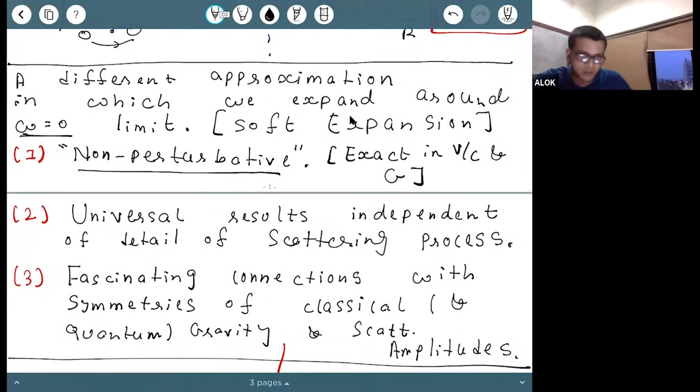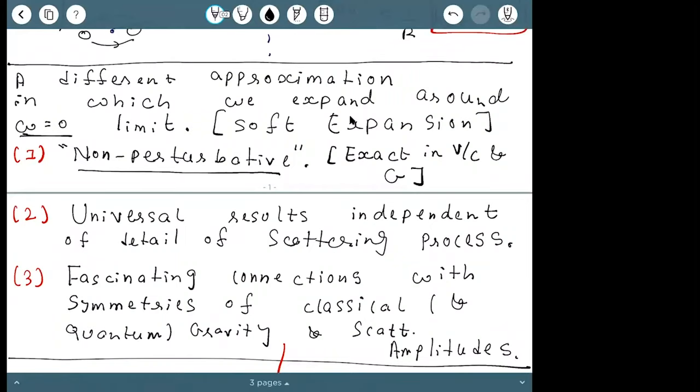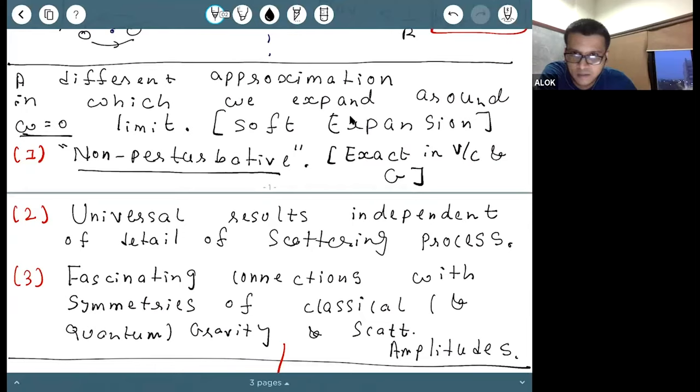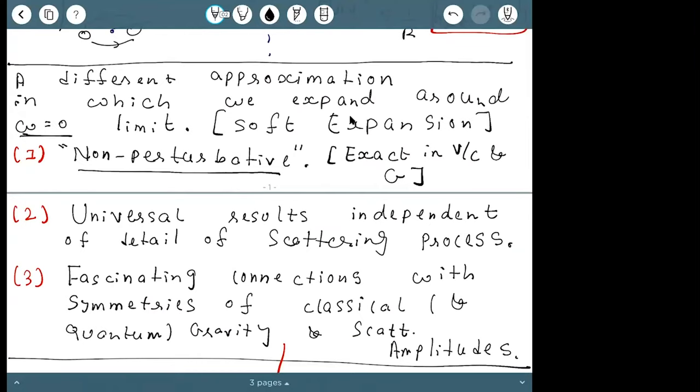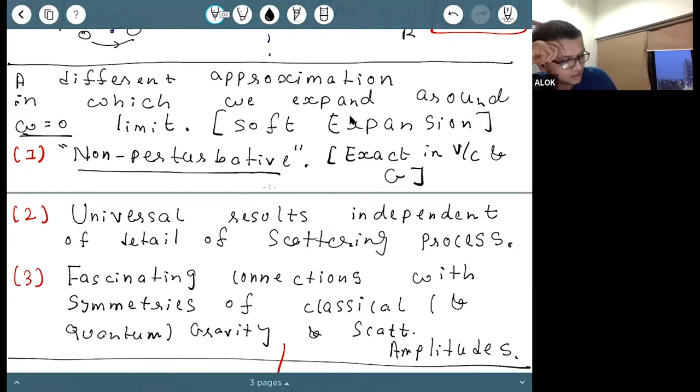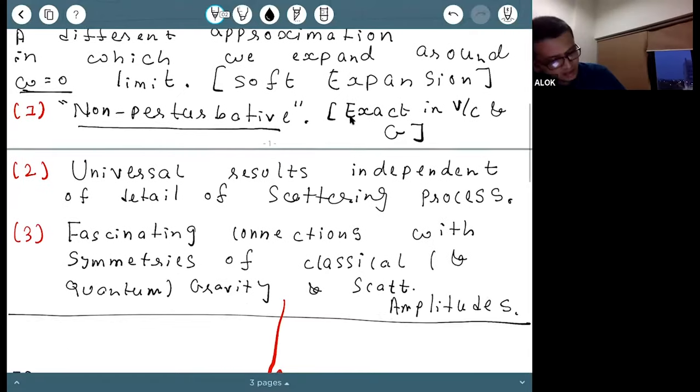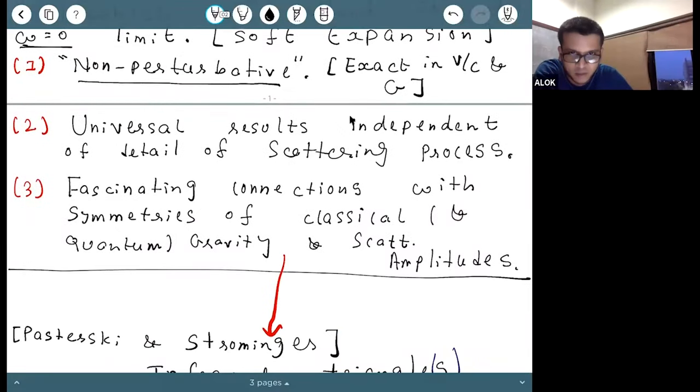Probably the most interesting reason these results are interesting, even though they are at small frequencies, is because they are universal. I hope to convince you that these results, which compute radiation at some orders in low frequency, are independent of the details of the scattering. And finally, there are some interesting connections with symmetries of classical and quantum gravity and scattering amplitudes.